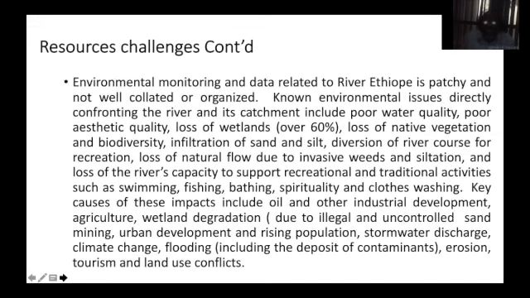However, environmental monitoring and data related to River Ethiop is very, very slim. Known environmental issues confronting the river and catchment include poor water quality and loss of wetlands. Almost over 60% of traditional vegetation is gone. There is loss of native vegetation and biodiversity, infiltration of sand and silt, diversion of river courses for recreation, and loss of natural flow due to invasive weeds. There is also loss of river capacity to support traditional aquatic activities such as swimming and bathing. This also includes oil and gas and other development and agricultural activities, such as wetland degradation due to illegal and uncontrolled mining, urban development and rising populations, stormwater runoff, climate change flooding, deposits of contaminants, and the impact of tourism activities, which are mostly not controlled in the area.